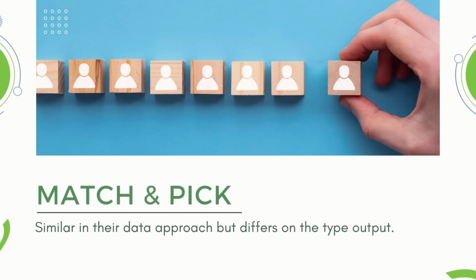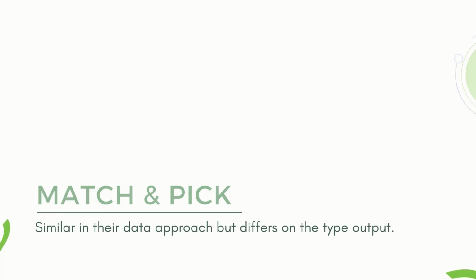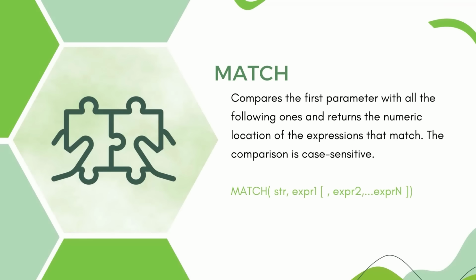Match and pick are a bit similar when it comes to their approach to checking the data, but differ in the type of output. We will demonstrate how the match function works first. Match compares the first parameter with all the following ones and returns the numeric location of the expressions that match. The comparison is case sensitive.